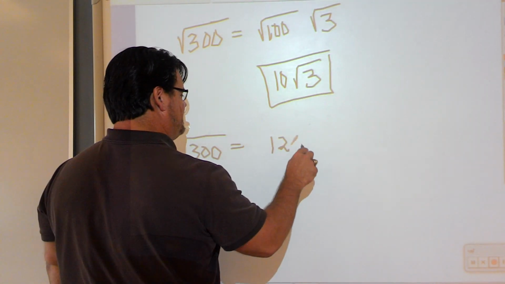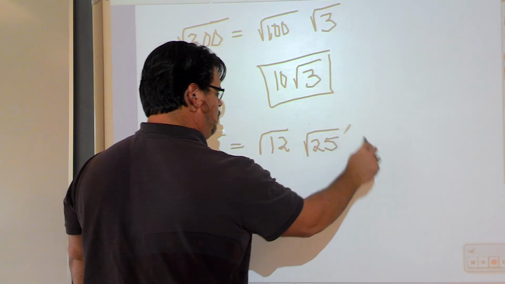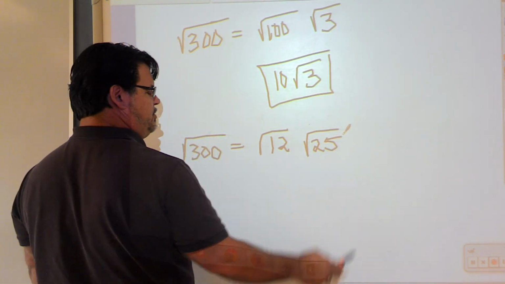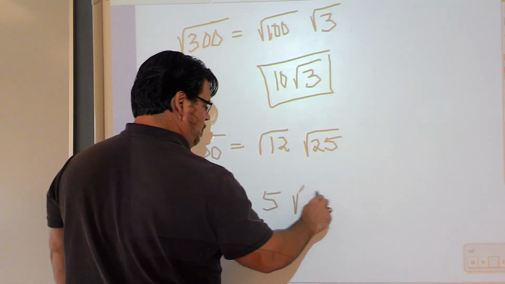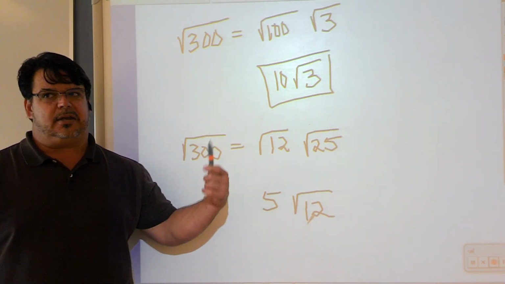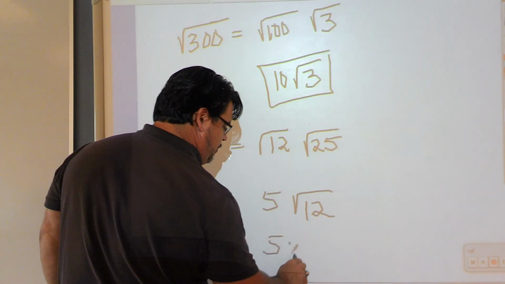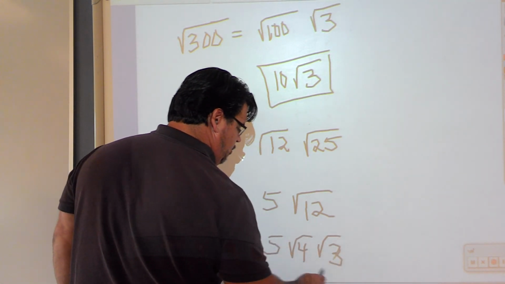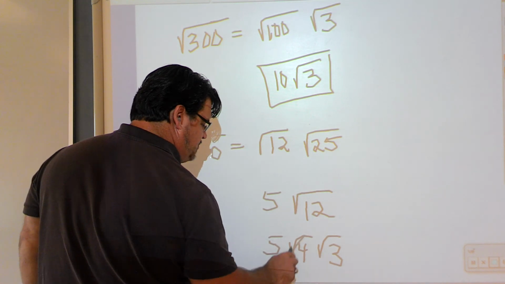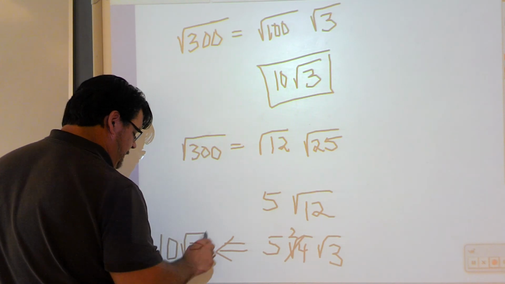12 times the square root of what? 25, right? And then what's the square root of 25? 5. Are we done? Nope. You still got a dollar bill here. You got to get it in terms of quarters. What perfect square goes into 12? 5 times square root of 4 times square root of 3. What's the square root of 4? 2. And what's 2 times 5? 10 square root of 3.